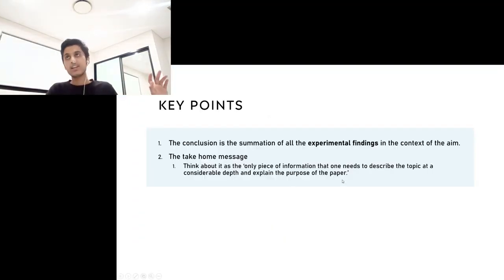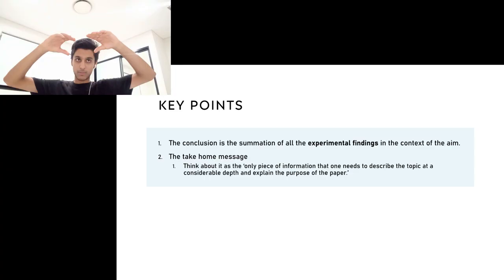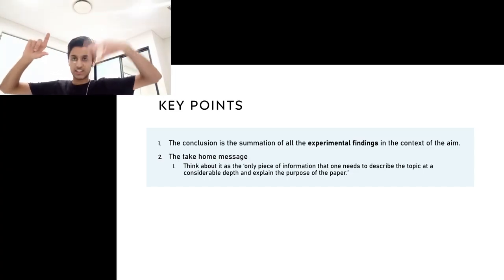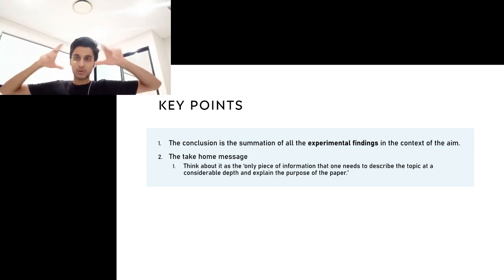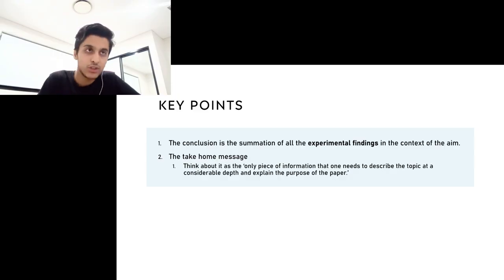Okay, key points. The conclusion is the summation of all experimental findings in the context of the aim. And it also should address the hypothesis. And remember, the experiment does not necessarily have to address the hypothesis. So you want to have this summation of all your experimental findings. So it's like a small recount of each section in your report, and then you sum up with all your experimental findings. But another thing is, you don't want to make this sound bleak.